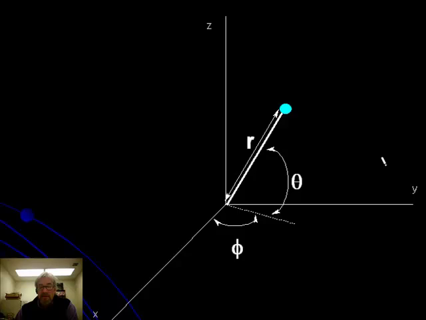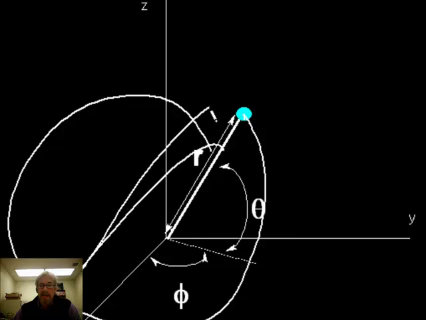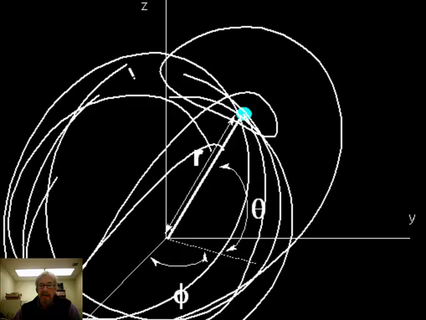So going back to our axis system here, the likelihood of finding the electron only depends on how far away you are from the nucleus. So it's a sphere. You can go in any direction as long as you're r away, and the likelihood of finding the electron there is the same.